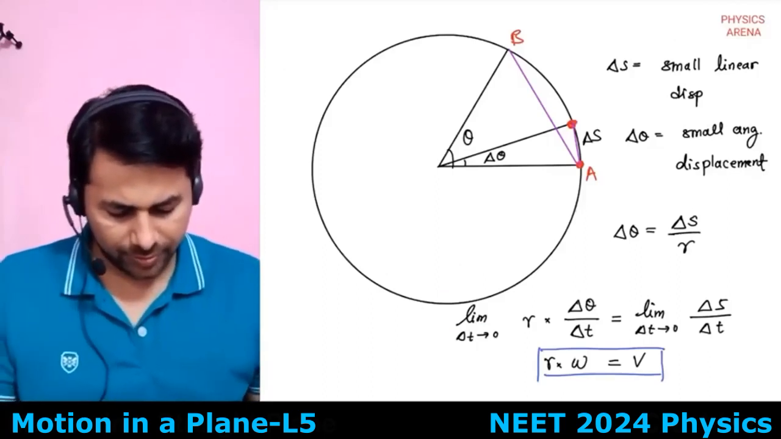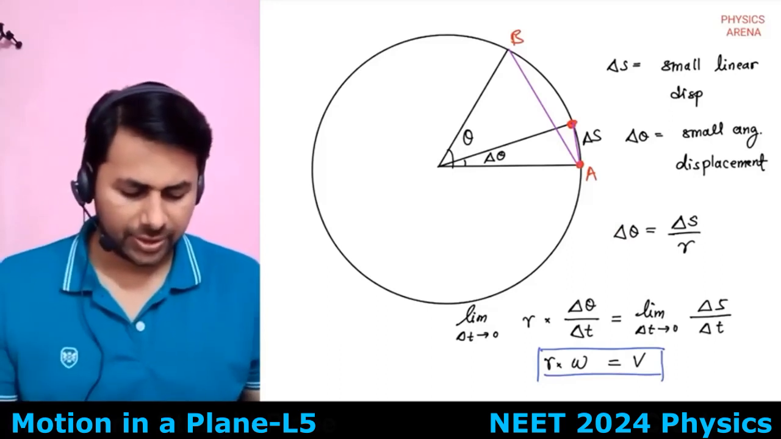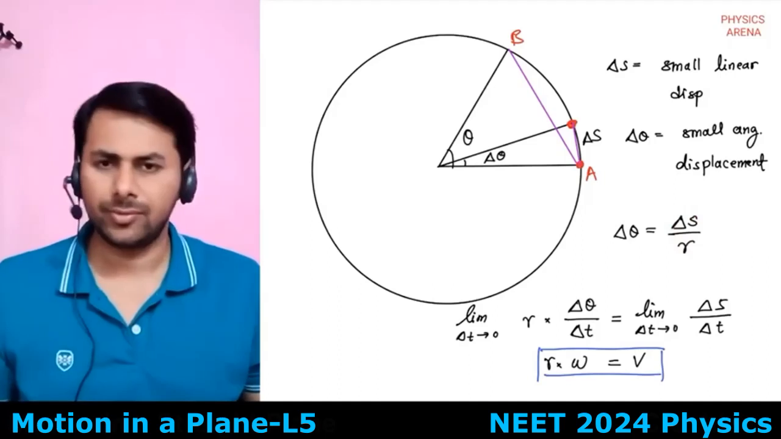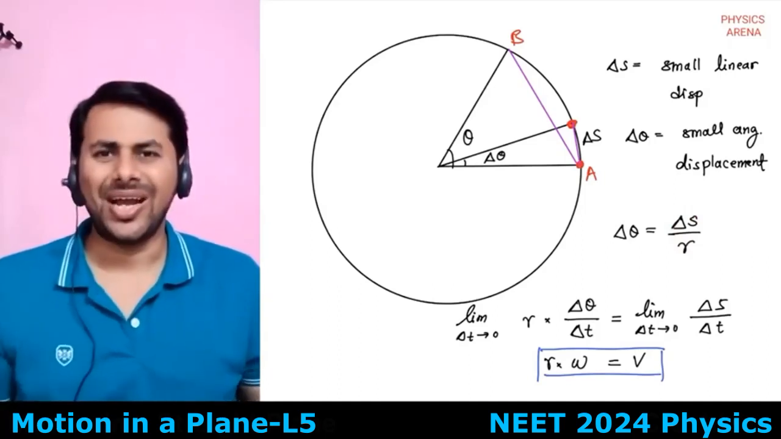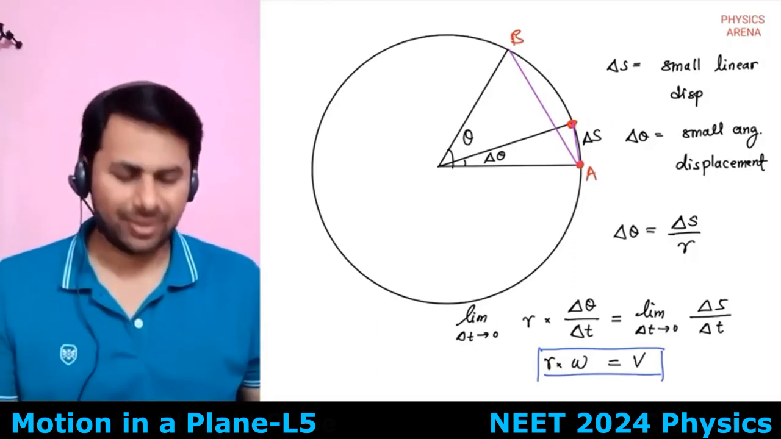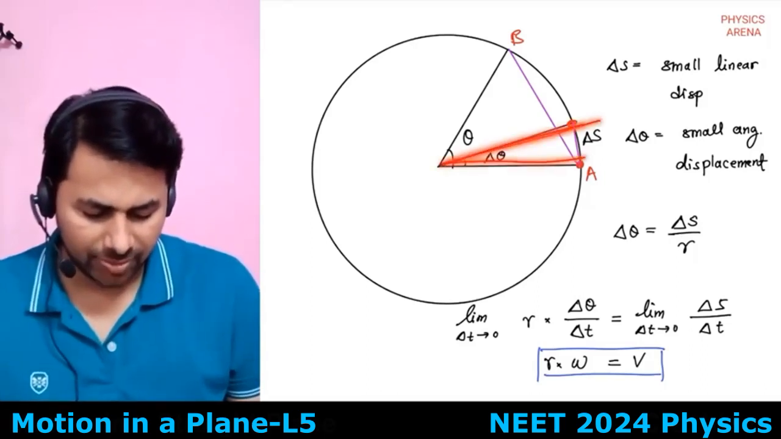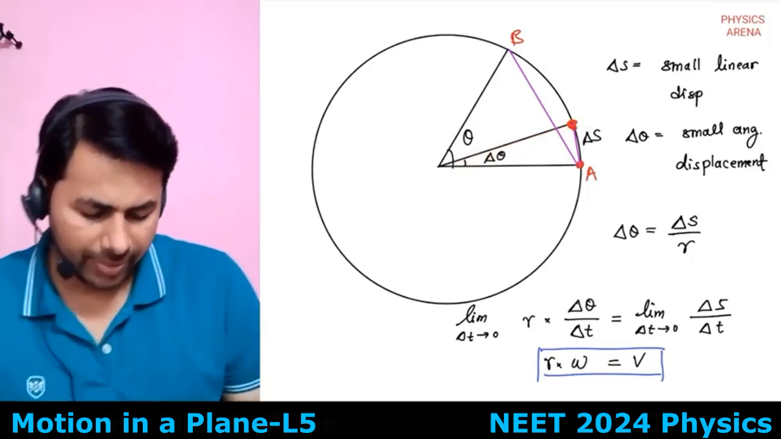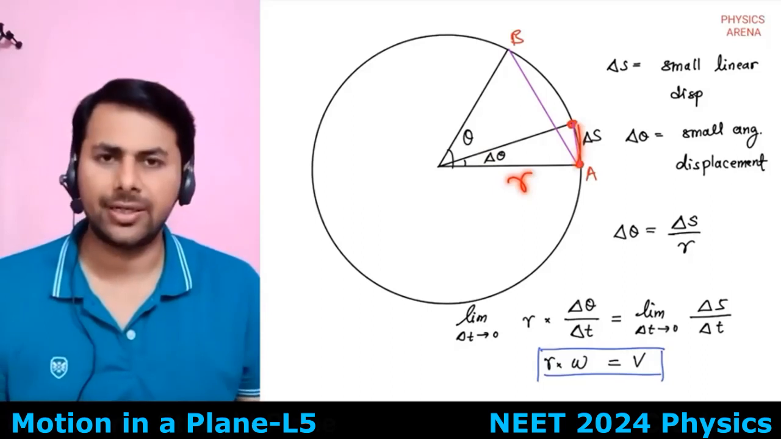Right. So see, delta theta, we know if you consider some angle, it is equal to displacement divided by r. Okay. So angle is equal to what? How do we define angle? Length of arc divided by radius. So suppose you consider this very small angle. For a very small angle, it will be equal to what? The length of arc divided by the radius.